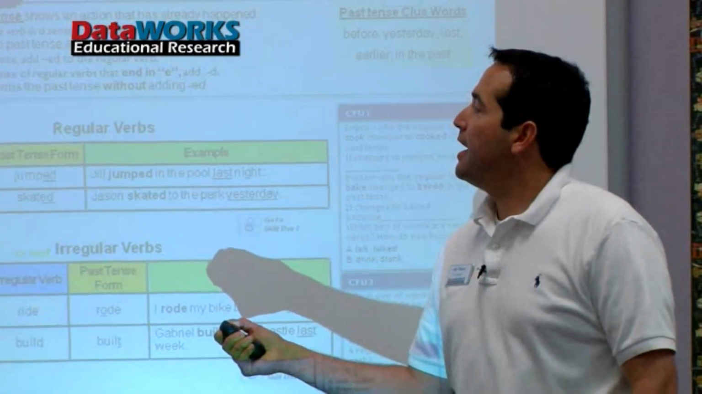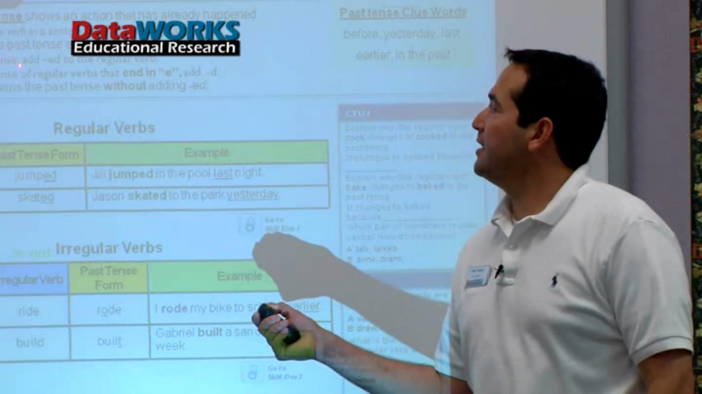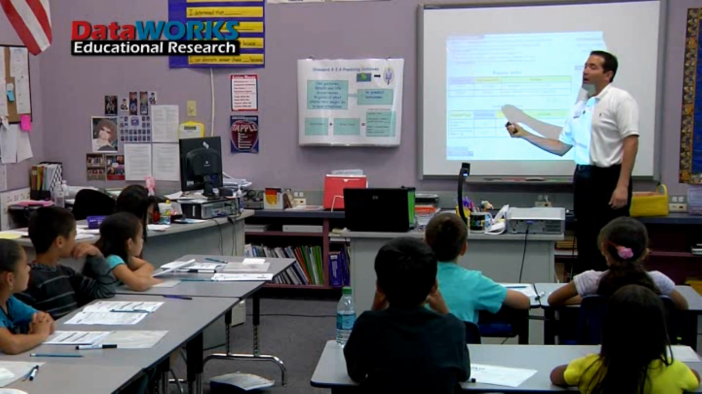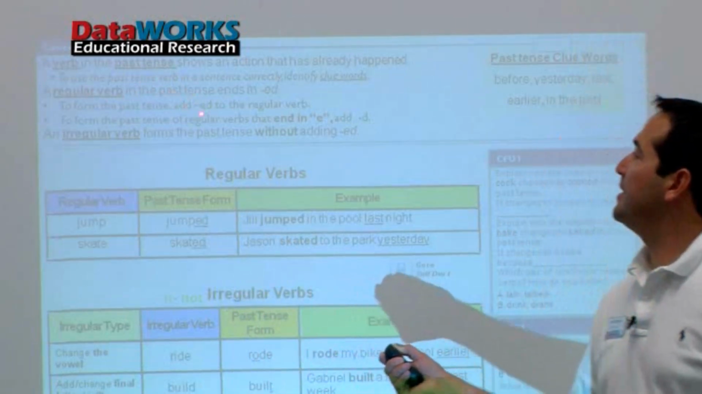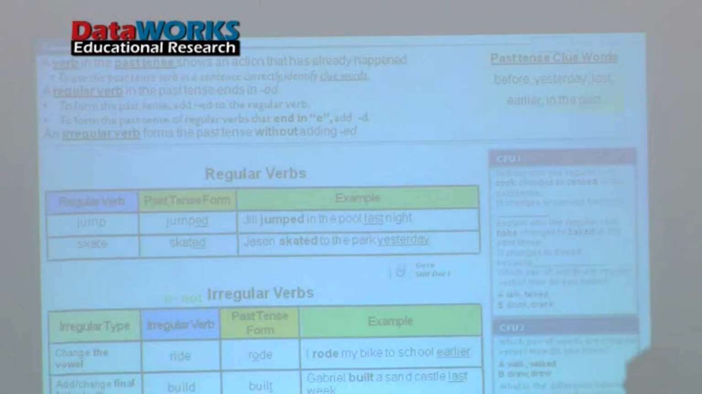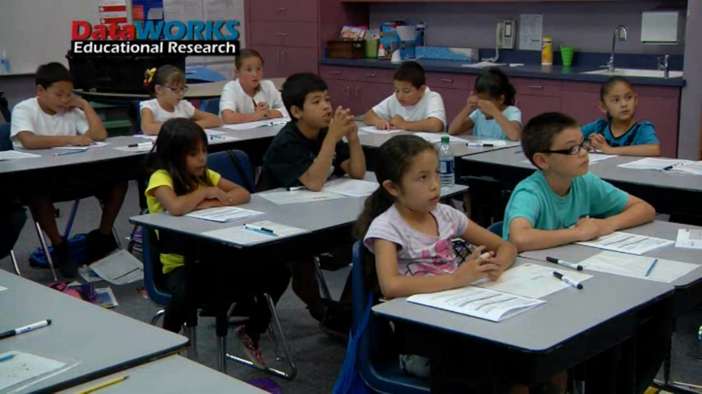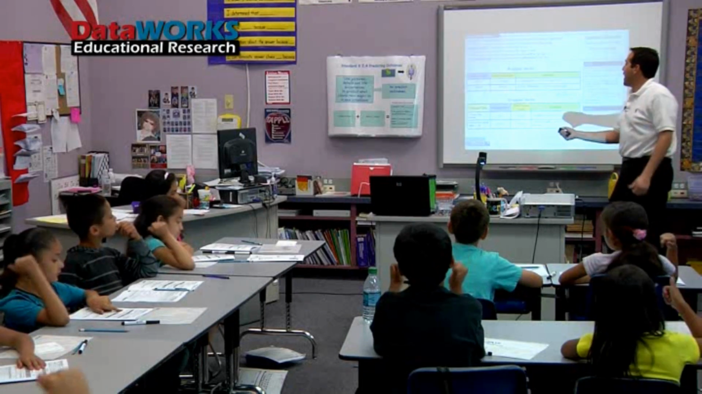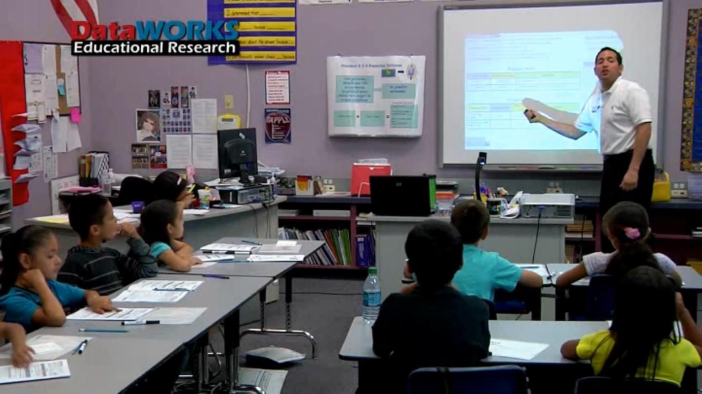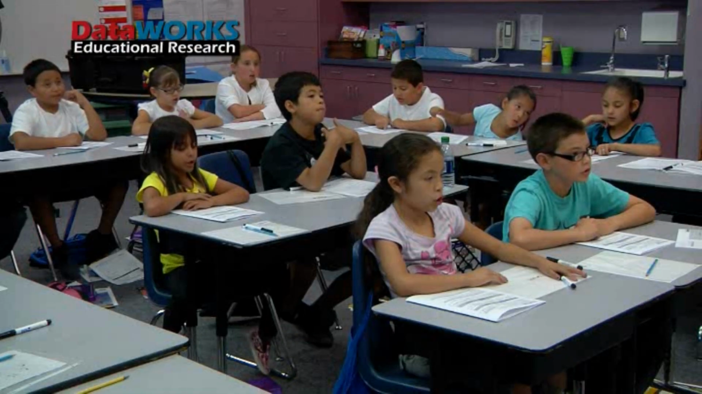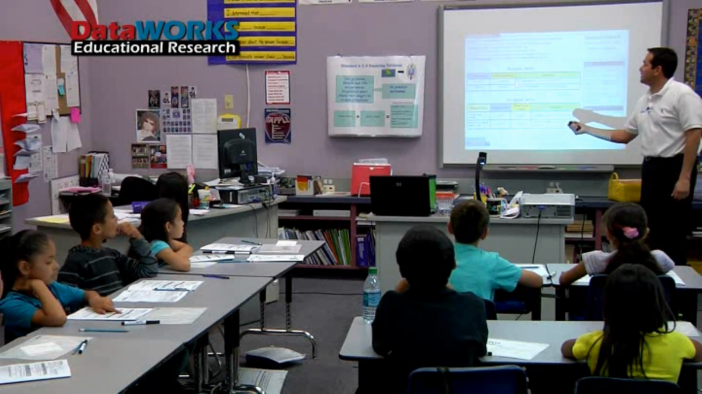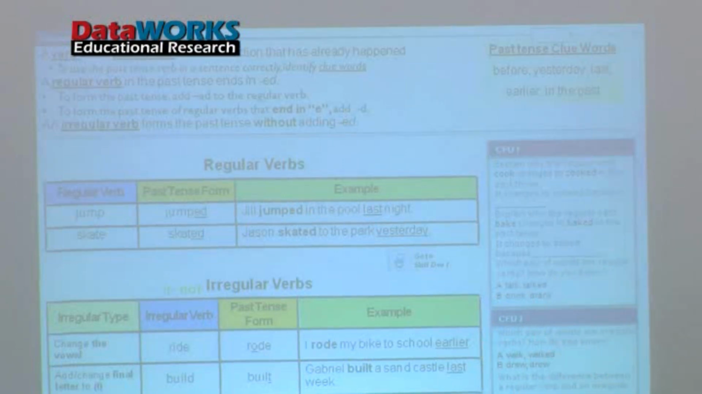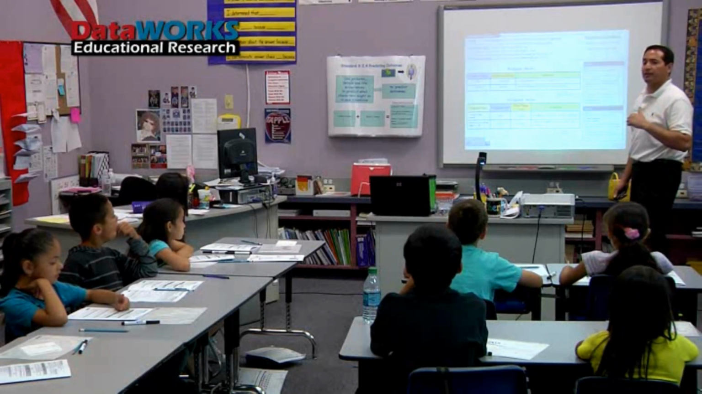Track with me first. A regular verb in the past tense ends in ed. This is the key. Now read this with me. A regular verb in the past tense ends in ed. For example, everyone read this verb. Jump. But if I want it to be in the past tense, everyone do past tense? I add ed. So it's jumped. Everyone say jumped? Jumped. And this is a sentence in the past tense. Ready? Read it. Jill jumped in the pool last night. I added ed, and now a regular verb is in the past tense.